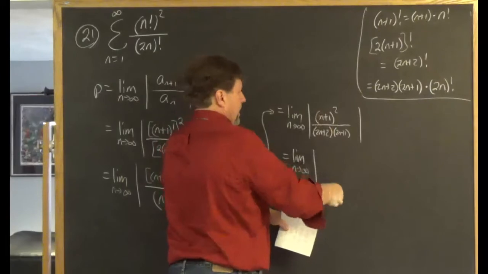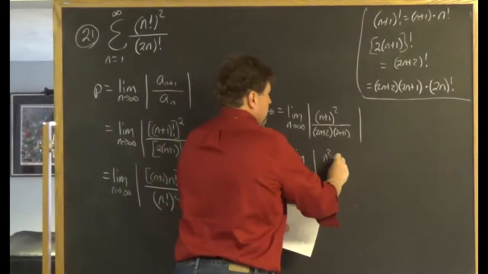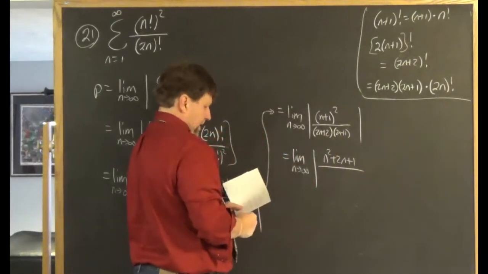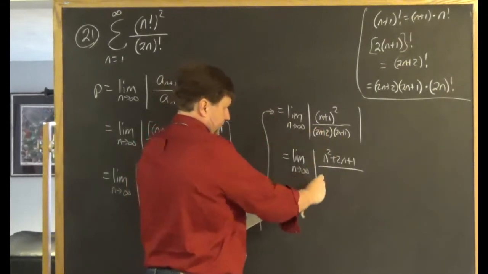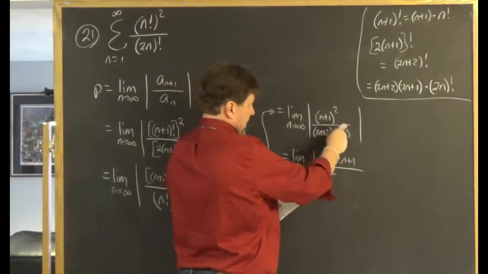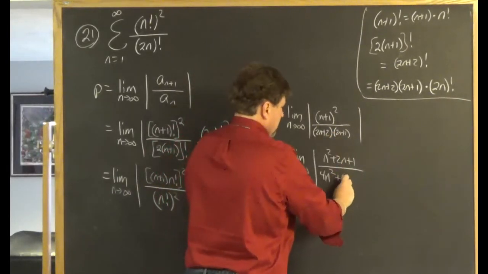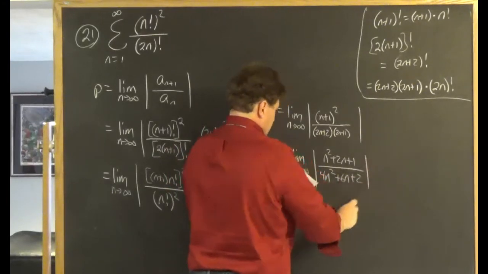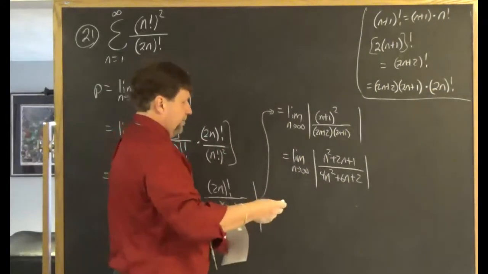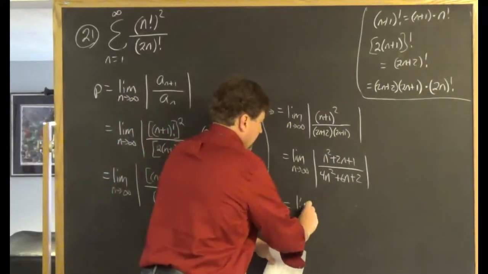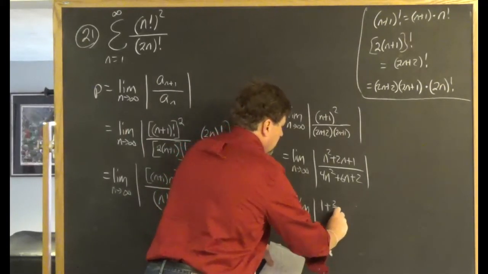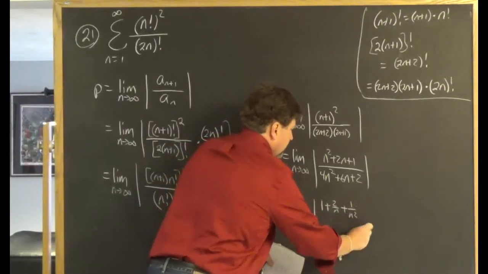N plus 1 quantity squared is n squared plus 2n plus 1. You FOIL out the denominator, you're going to get 4n squared plus 6n plus 2. Divide everything in the numerator and denominator by n squared, and we almost are there.